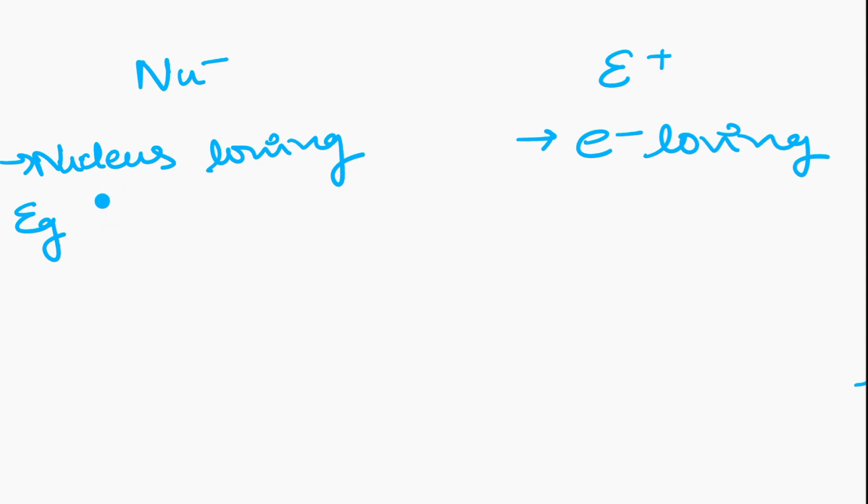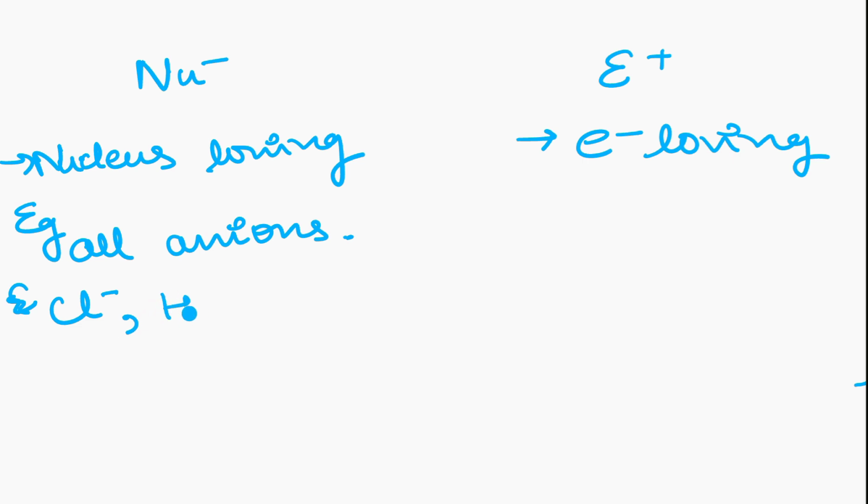The examples of the nucleophiles: all the anions. Anions are the species which carry negative charge. Okay, so all the anions are examples of nucleophile. For example, Cl negative, H negative, Br negative. All these are examples of nucleophile.